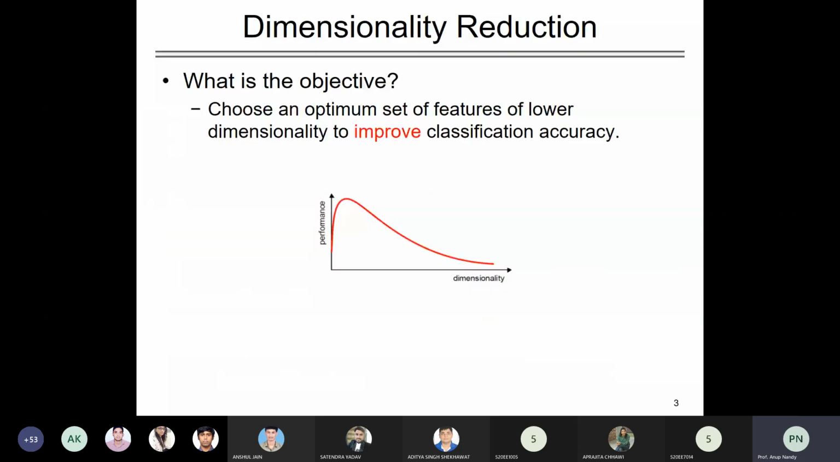Now what is your main objective? You'll have to choose an appropriate, or optimum, set of features of lower dimensionality, and improve the classification accuracy. So your objective is to improve the classification accuracy, and you'll have to preserve only those features which are optimal in nature with lower dimensionality. It is not that you can choose those features whimsically. You have to choose them in such a way that they are optimum features as well as improve the classification accuracy. That is why we are going to apply PCA.